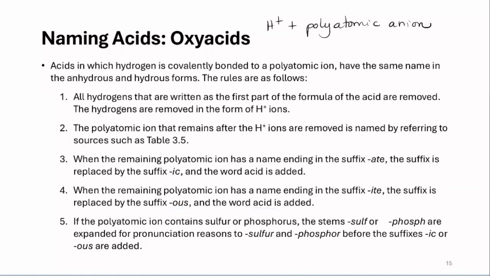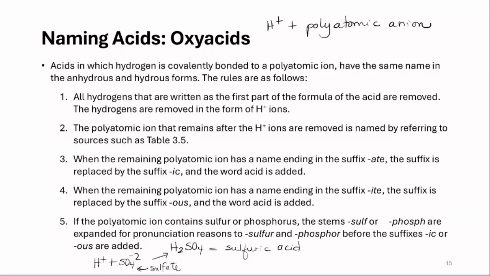Be careful whenever you have polyatomic ions that contain sulfur and phosphorus, because the stem for sulfur is actually the word sulfur. So for sulfate, for example, the chemical formula of the acid that comes from sulfate is H2SO4, and the name for this oxyacid is going to be sulfuric acid. Because remember that this came from H plus combining with SO4 minus 2, and the name of this is sulfate.